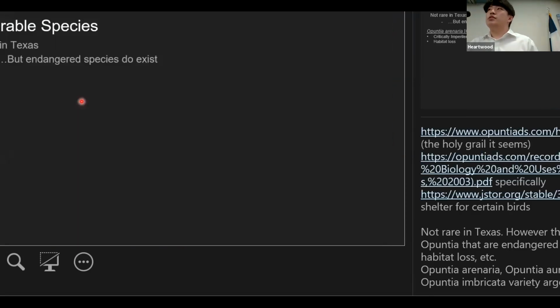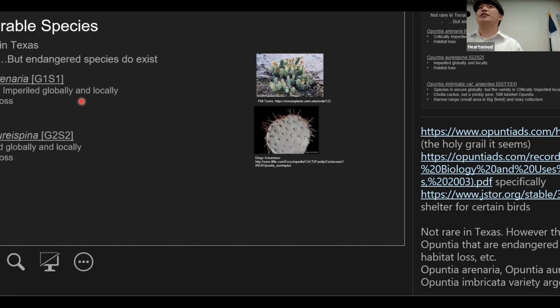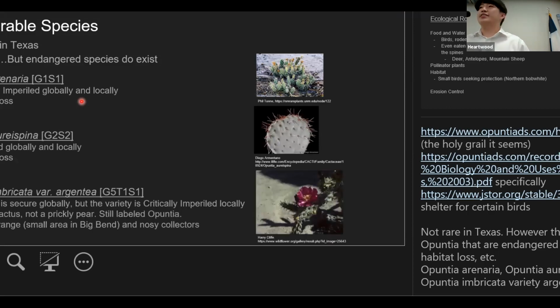The Texas prickly pear is well established in Texas, but endangered species do exist. These include Opuntia arenaria, Opuntia aurispina, and Opuntia imbricata, variety argentea. The primary reason is usually habitat loss or Houston's urbanization. But in the case of the imbricata variety argentea, their already narrow range is shrinking more and more due to nosy collectors trying to have a nice cactus for their garden or their collection.